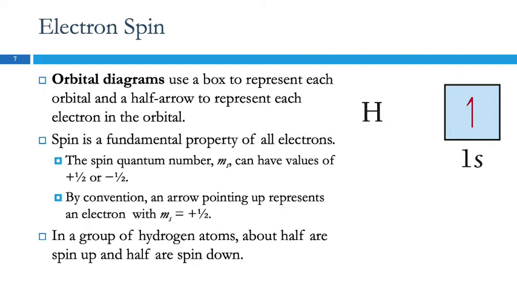That up and down part is that last quantum number, the spin. We talked about that as being like a Beyblade top that spins clockwise or counterclockwise. By convention, up is positive, down is negative, and we always put them in up first and then down, just because. But in a group of hydrogen atoms, roughly half of them are spin up and half are spin down. So it doesn't really matter.